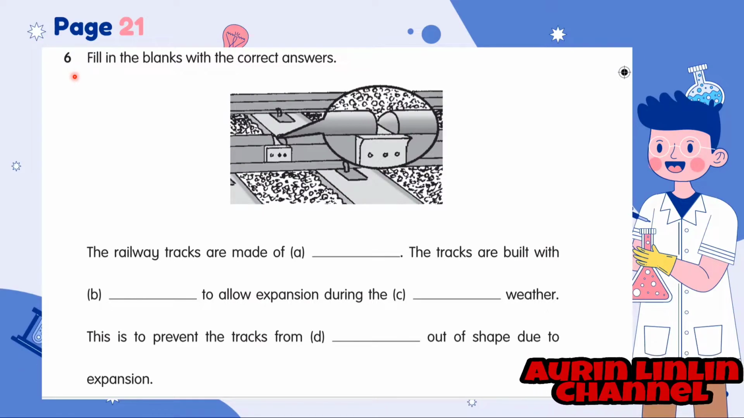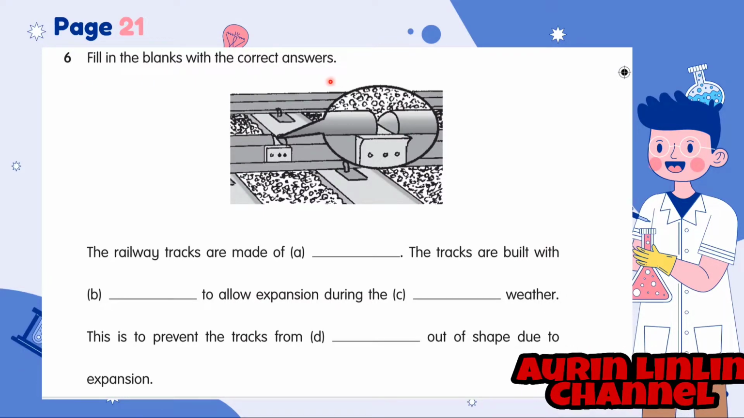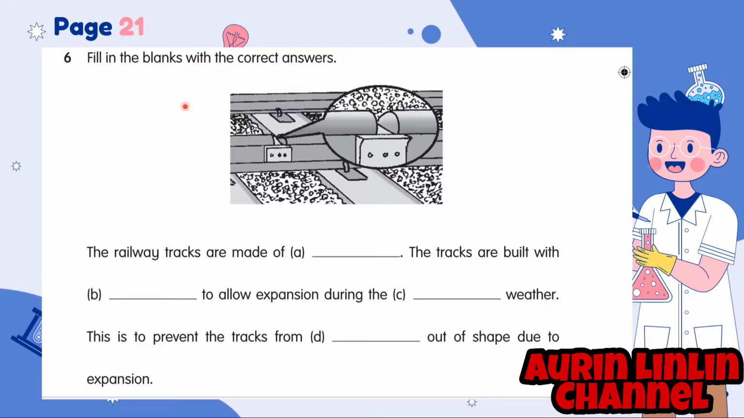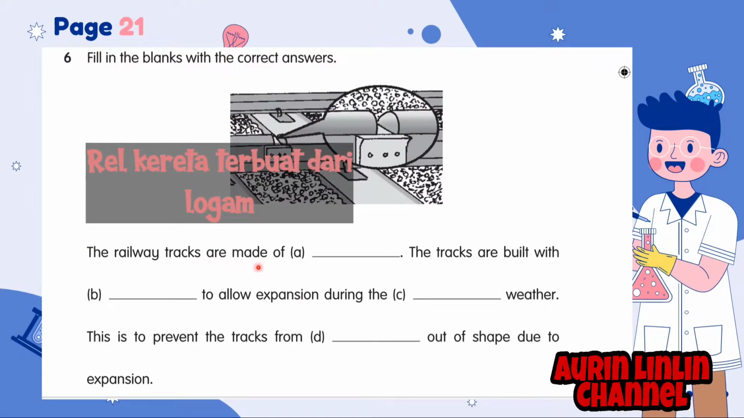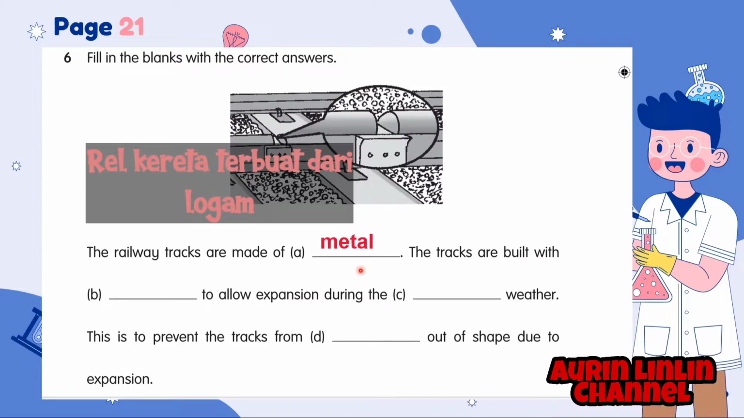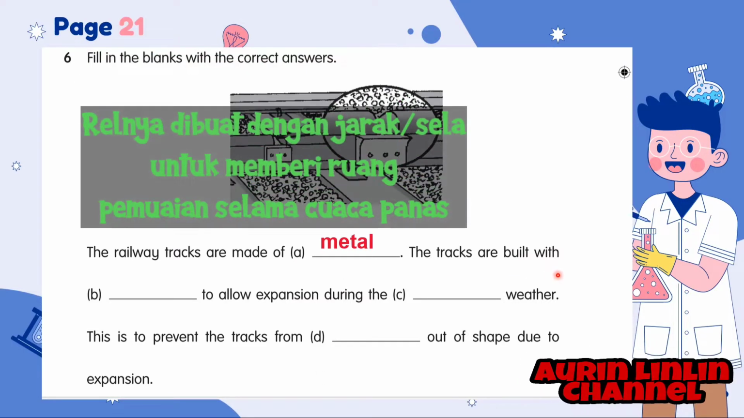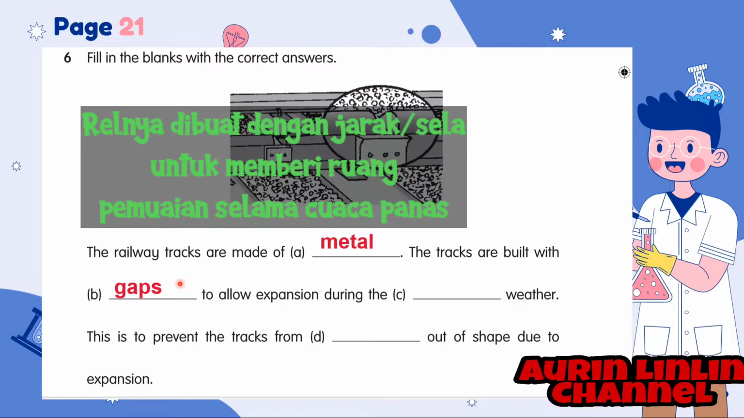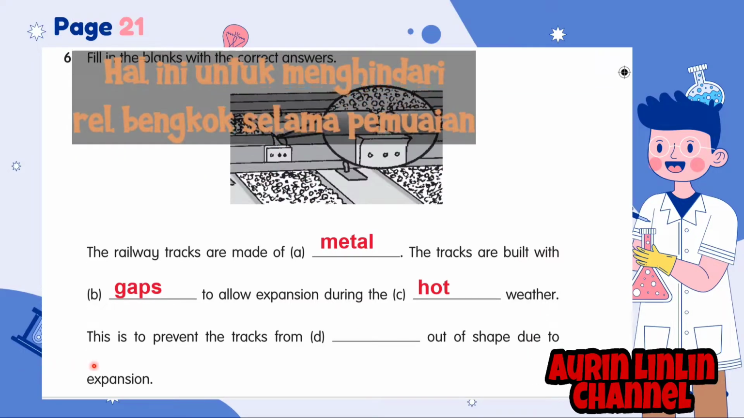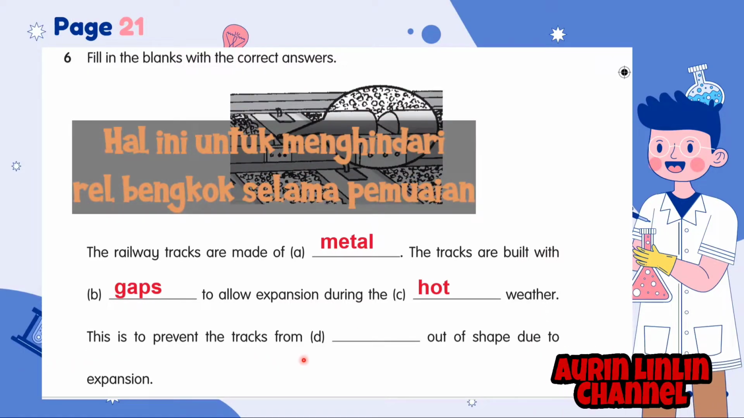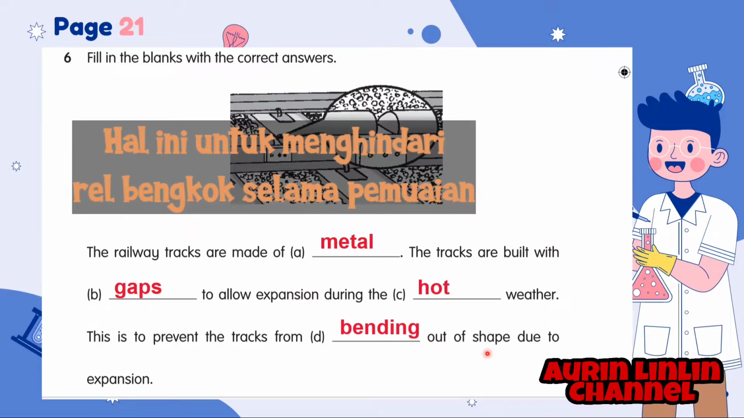Question number 6. Fill in the blanks with the correct answer. Look at the railway tracks. The railway tracks are made of metal. The tracks are built with gaps to allow expansion during the hot weather. This is to prevent the tracks from bending out of shape due to expansion.